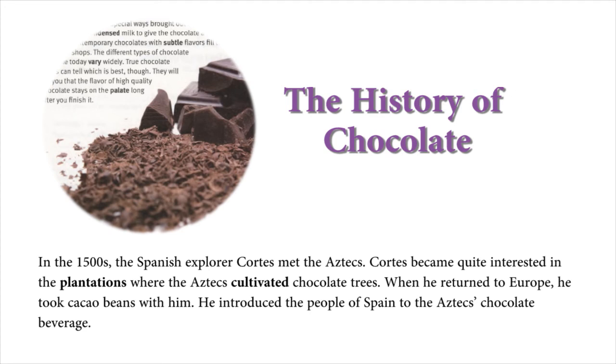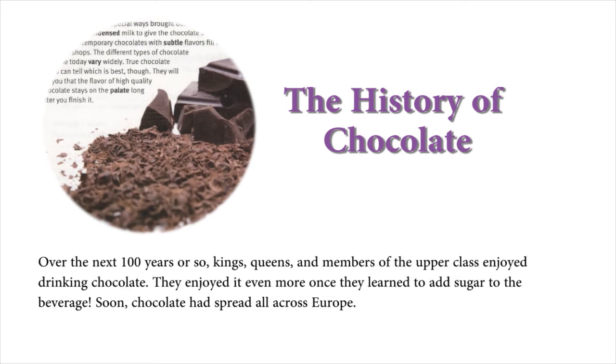When he returned to Europe, he took cacao beans with him. He introduced the people of Spain to the Aztecs' chocolate beverage. Over the next 100 years or so, kings, queens, and members of the upper class enjoyed drinking chocolate. They enjoyed it even more once they learned to add sugar to the beverage. Soon, chocolate had spread all across Europe.